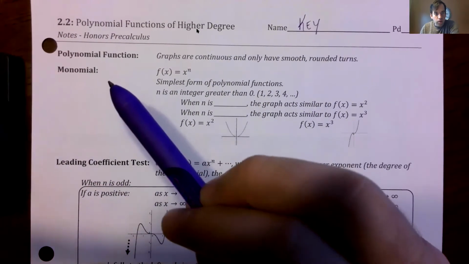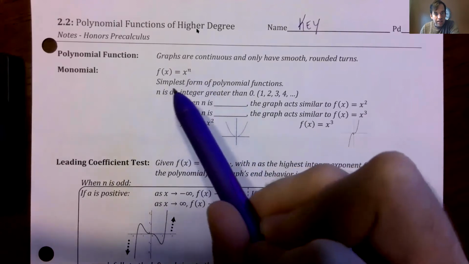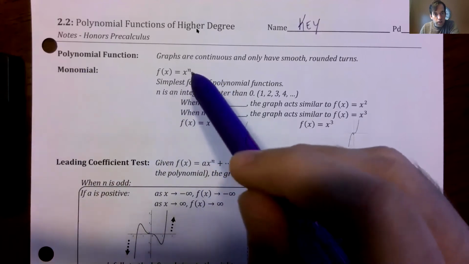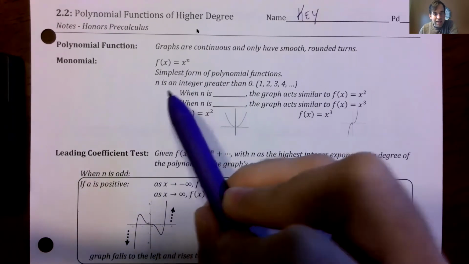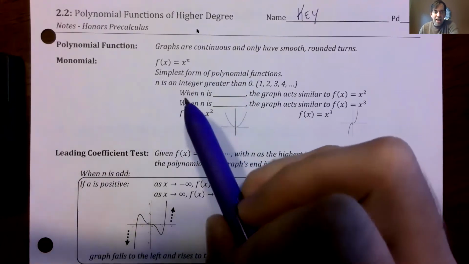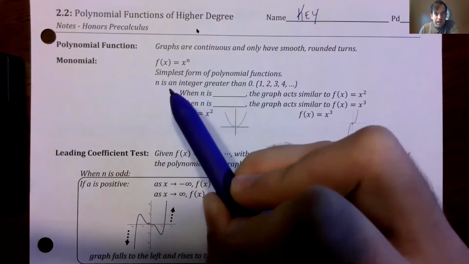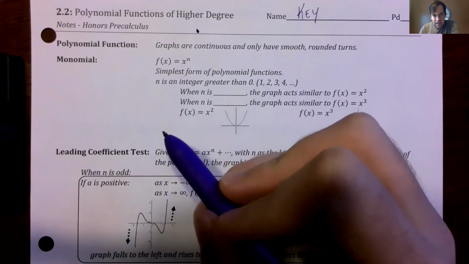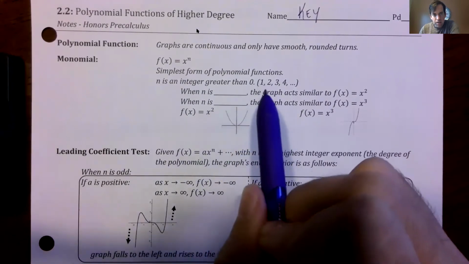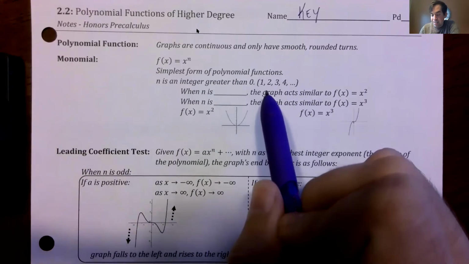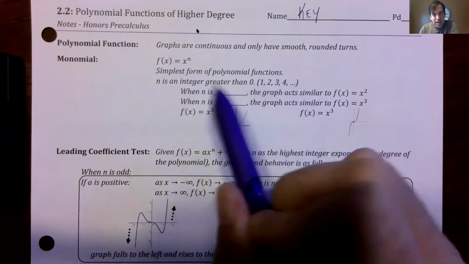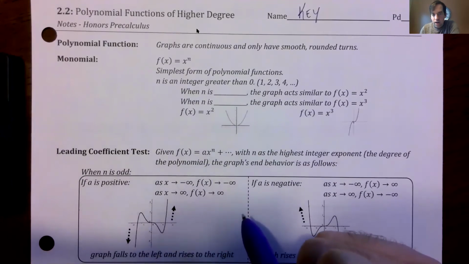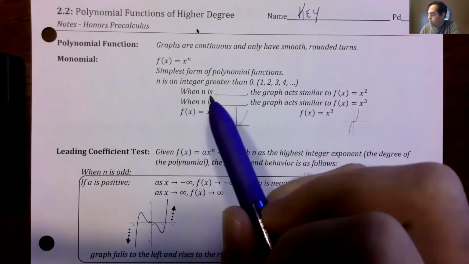A monomial is just x to the n. It's the simplest form of a polynomial function, right? Mono is a prefix that means 1, so it's just one term. The n is the exponent here, and the n is an integer that's greater than 0, right? An integer meaning a whole number that's positive, so 1, 2, 3, 4, etc. And today we're going to be studying how the evenness or oddness of that integer, of that exponent, kind of defines how the end behavior will work. And we'll talk more about that, about what that means.